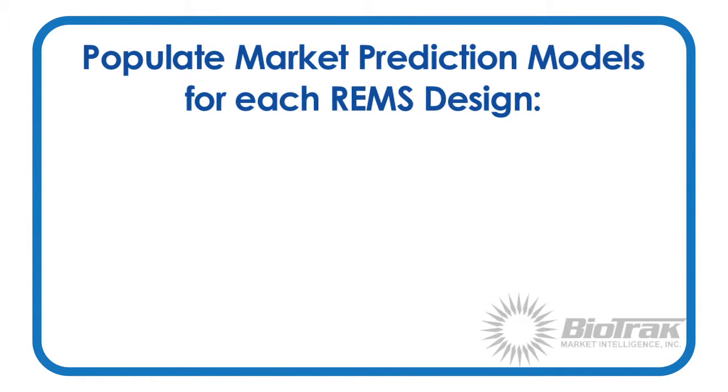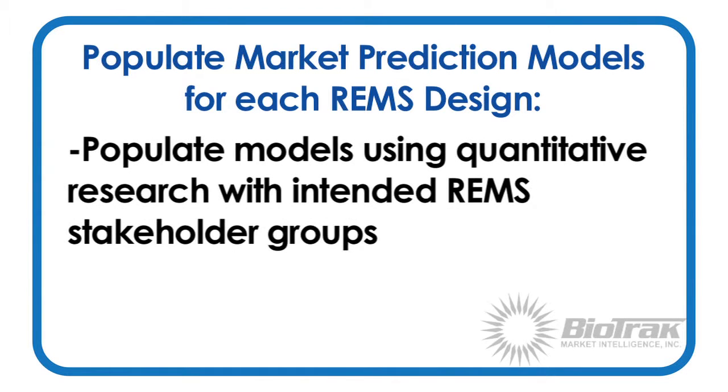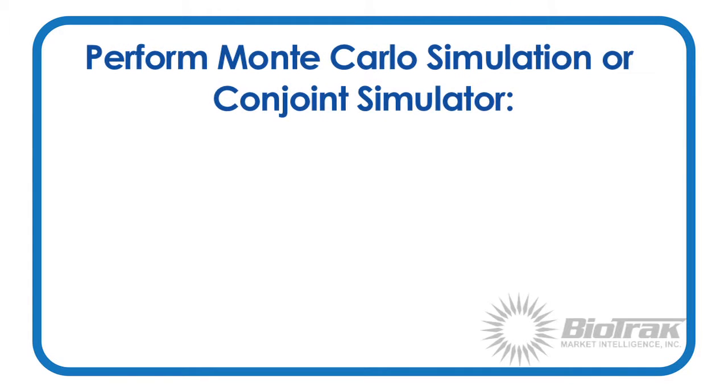Our next step is to populate the market prediction models for each REMS design. We populate these models using quantitative research with the intended REMS stakeholder groups. We can use a conjoint design or other type of market research methodology. Our goal is to make predictions about intent to use and the amount of utilization given what a prescriber and patient and pharmacist will have to experience for each REMS program design. These models can then be used to perform a Monte Carlo simulation or can drive a conjoint simulator model.